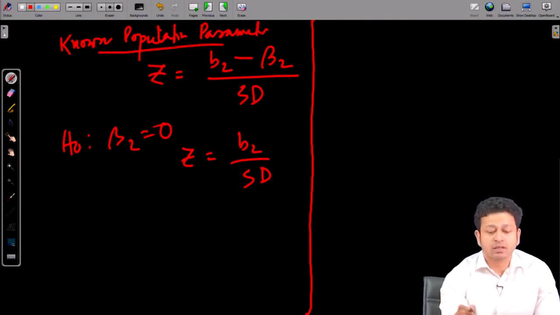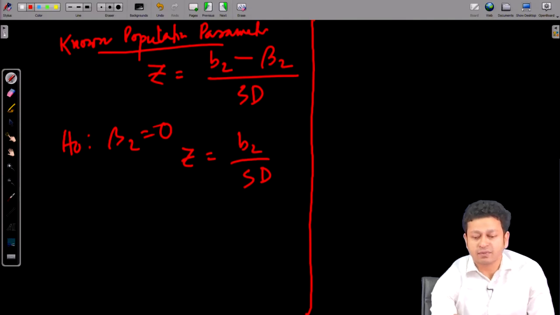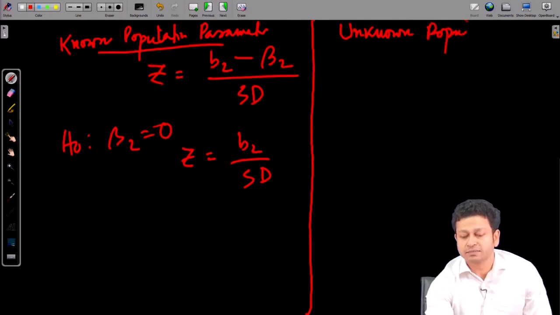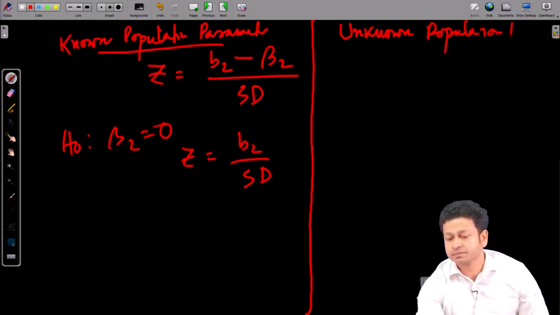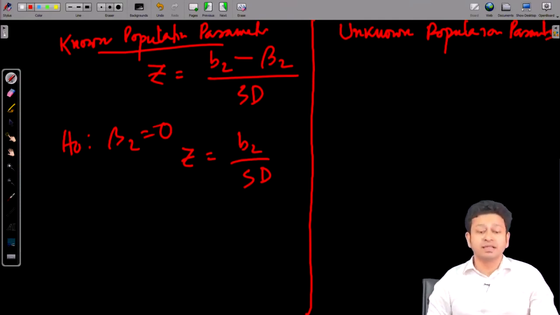But this is an ideal case. In reality, you never know the population parameter, right? You never know the population parameter, so basically what we have is a known population parameter. When you have an unknown population parameter, you cannot really use a Z statistic.